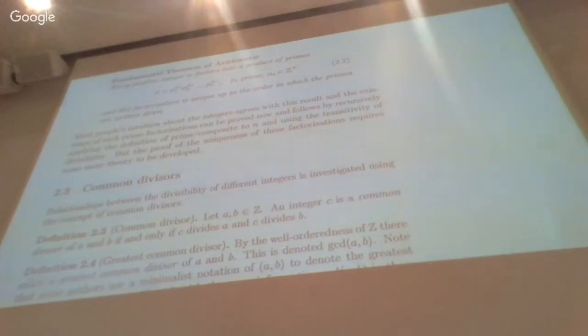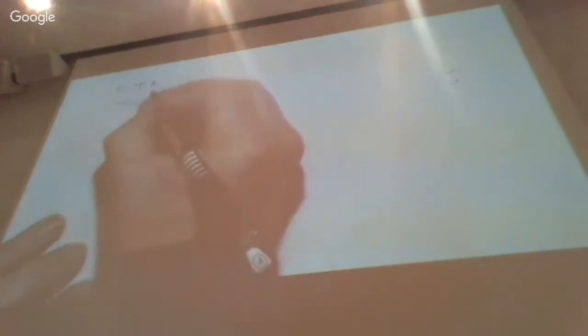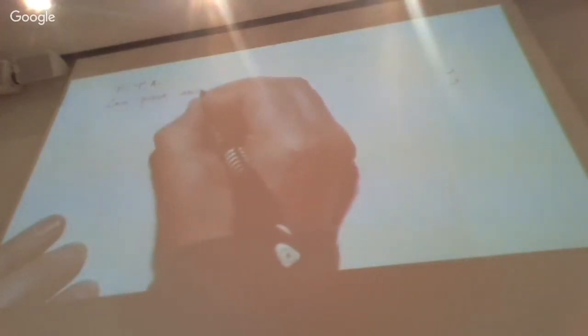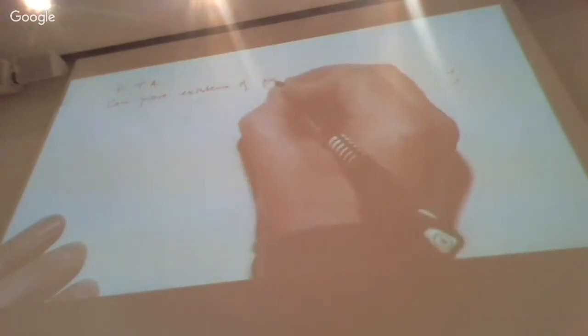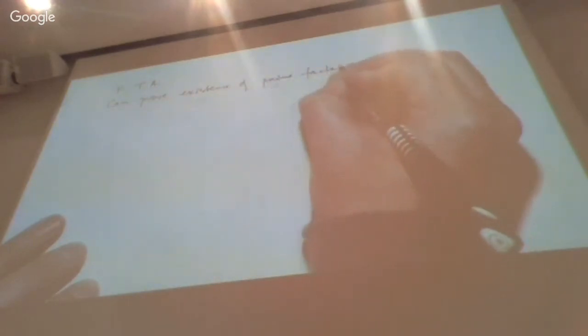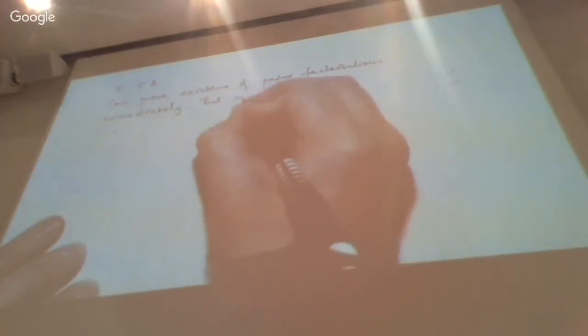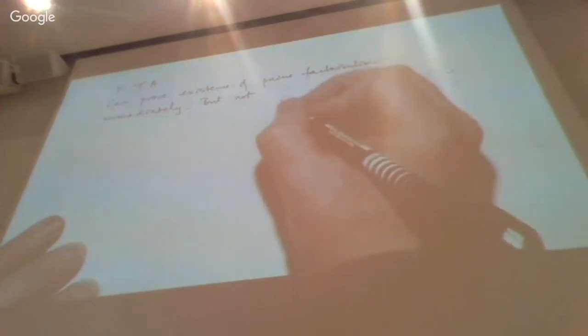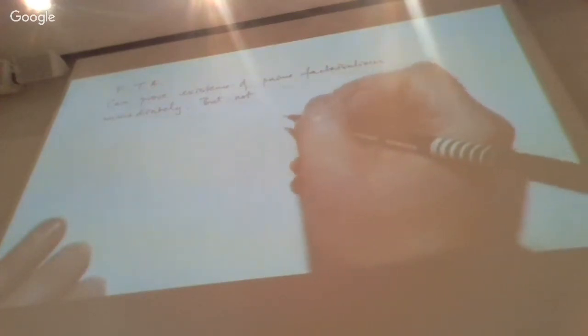What we could probably describe is a proof of the first part of it. Okay, so the FTA is our abbreviation of the fundamental theorem of arithmetic. And we could say here we can prove the existence of prime factorizations immediately. But not uniqueness. Uniqueness requires a little bit more knowledge about properties of divisibility and so on.